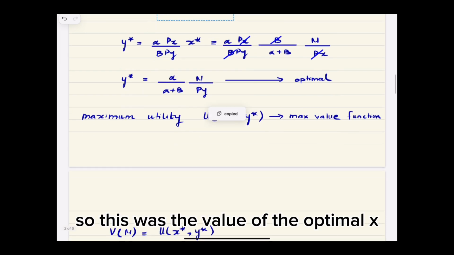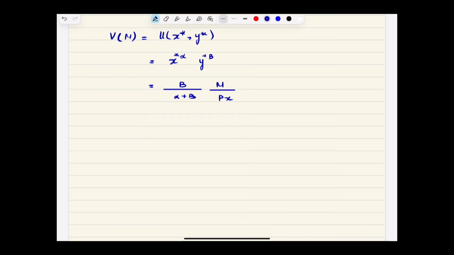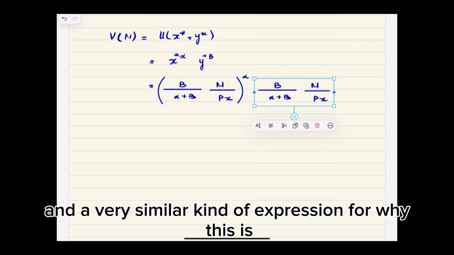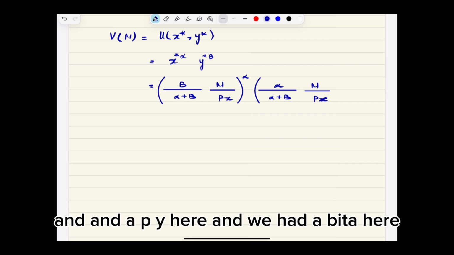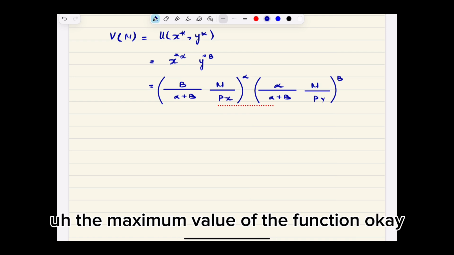So this was the value of the optimal x, and a very similar kind of expression for y. This is, I think there was an alpha here and a py here, and we had a beta here. So this is the optimal level of the maximum value of the function.